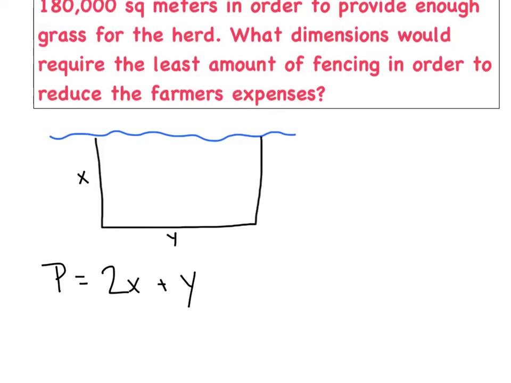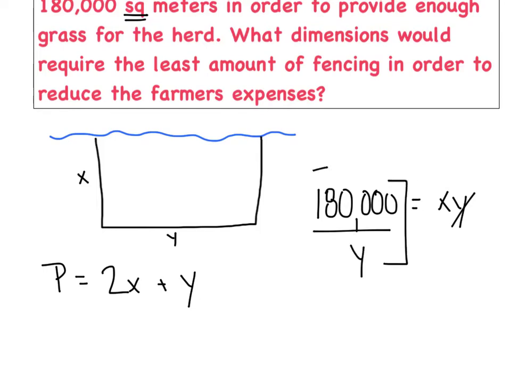Now the secondary equation would be the one that's fixed, and I would say that the area is fixed. It's got to be 180,000 square meters. Again, just look at your units. That kind of tells you that it's area, in case you were wondering. And so what I'm going to do is isolate the x. So I'll just divide the y over, and I've got my x. We'll substitute that expression in for this x.